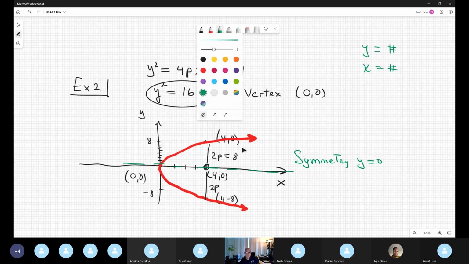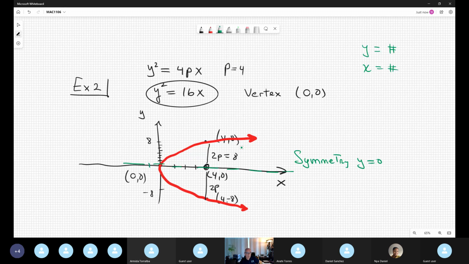Let me use blue color. 1, 2, 3, and 4. Blue is the directrix. Equation x equal minus 4. Boom. This is my graph.